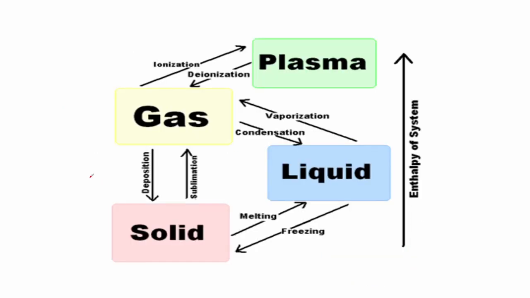Recall the transition of phases. For solid to liquid we call it melting and the reverse is freezing. Solid can be converted directly to gas and gas to solid by sublimation and deposition, respectively. Gas can be converted to liquid and liquid back to gas by the process of condensation and vaporization, respectively. Gas can be converted to plasma and plasma to gas by the process of ionization and deionization, respectively. We note that the enthalpy increases as the order of atoms moves towards higher disorder. So as the phase moves from solid to plasma the enthalpy increases.